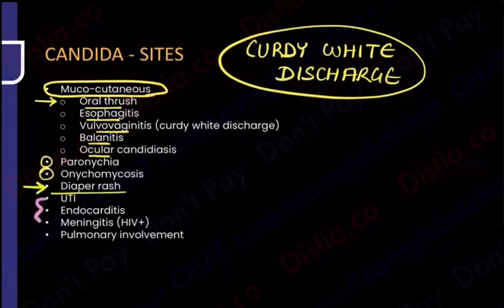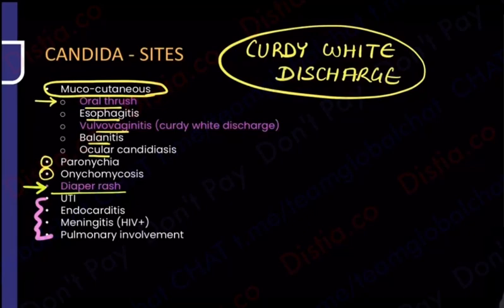And after that, every organ is possible, from the bladder to the heart to the lungs to the brain. Every organ possible. So where am I going to get the maximum questions? Either I get a question on oral candidiasis, or I get a question to do with gynecology, that is vulvovaginitis, or I get a question in pediatrics on diaper rash. These are the three main clinical scenarios that you're going to get.